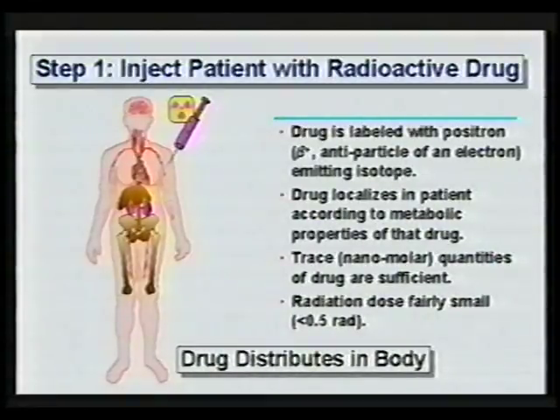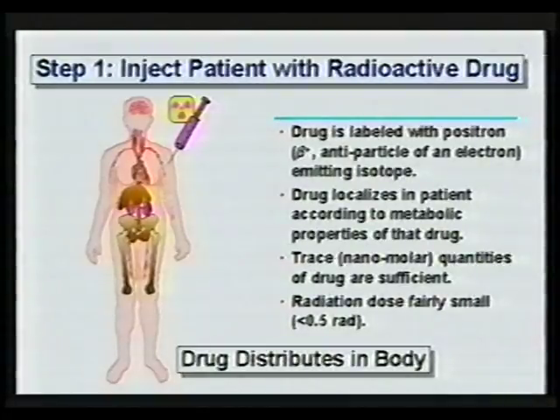I'm going to start by sort of doing PET in 3 easy steps here, the basics of PET. Step 1 is that you inject the patient with a radioactive labeled drug. The drug is labeled with a positron emitter. Positron is an antiparticle of an electron. The drug localizes in the patient depending on what the metabolic properties of that particular drug are. This cartoon here shows that there are established ones for the brain, for the heart, for bones, for a number of different organs and a number of different diseases.